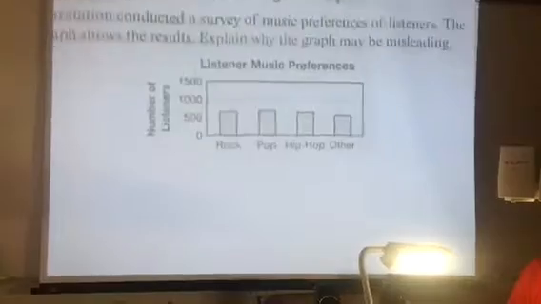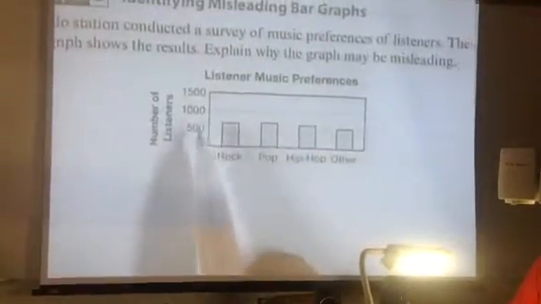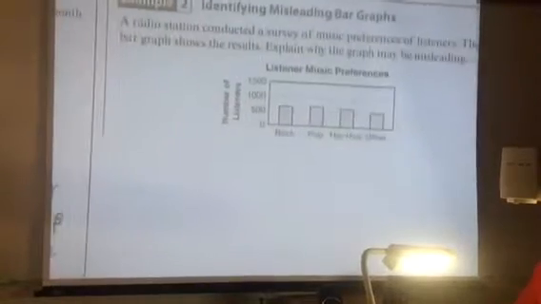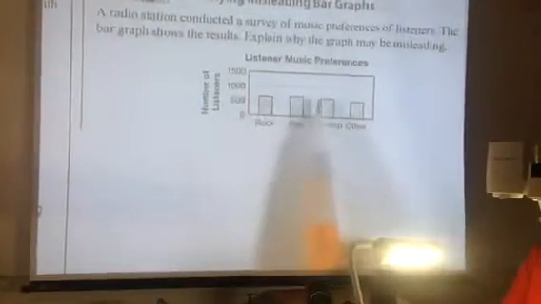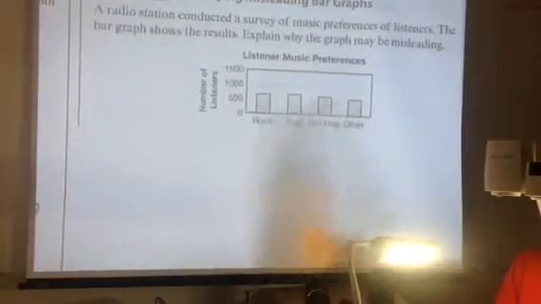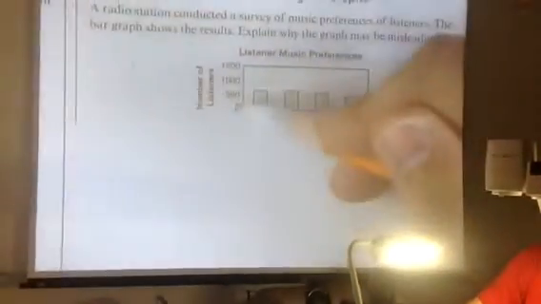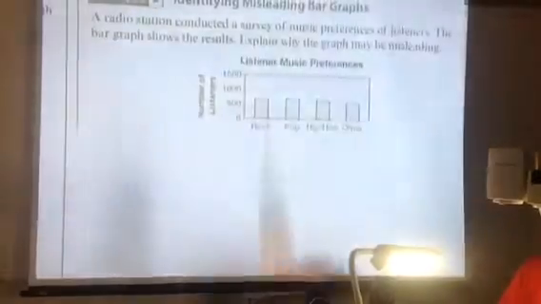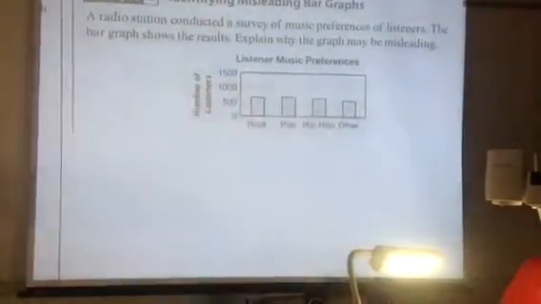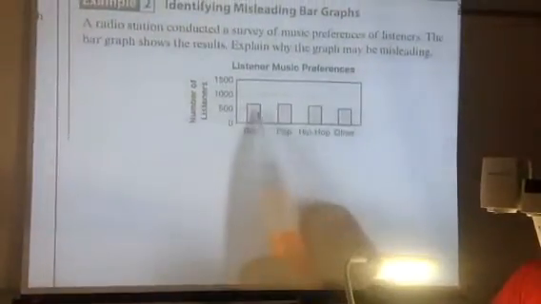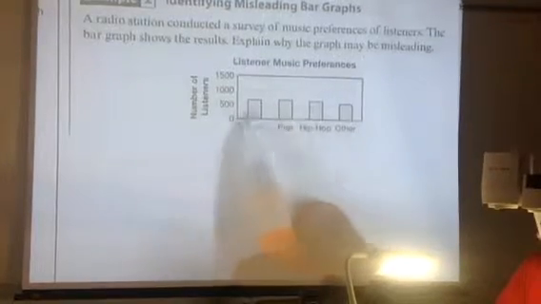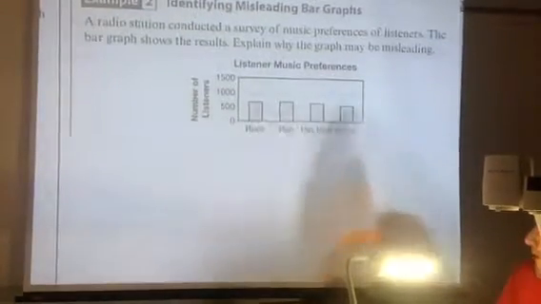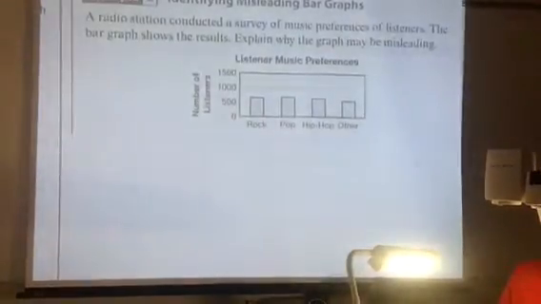Here's another way. This says to explain why this is misleading. If you look at this, it looks like all 4 of these are pretty much the same. But that's because the increments they use are increments of 500. You go 0, 500, 1,000, 1,500. So there may be a 300-person difference right there, or a 200-person difference, or even a 50-person difference, but you can't hardly tell that because the increments are so large.